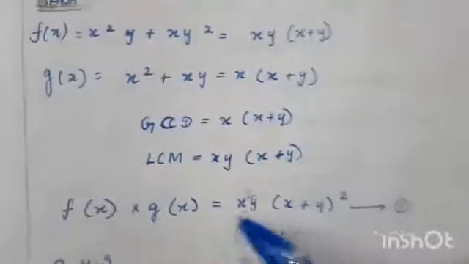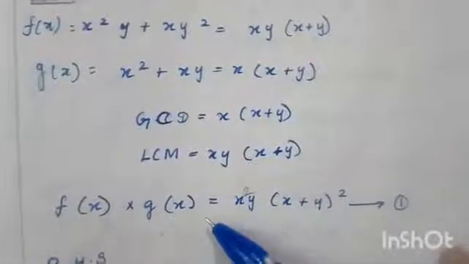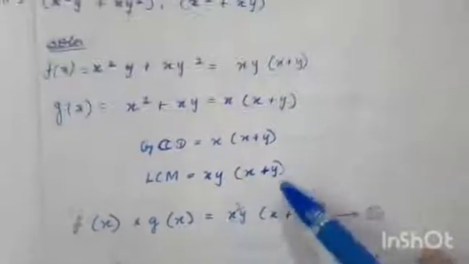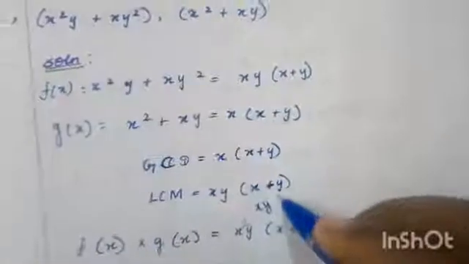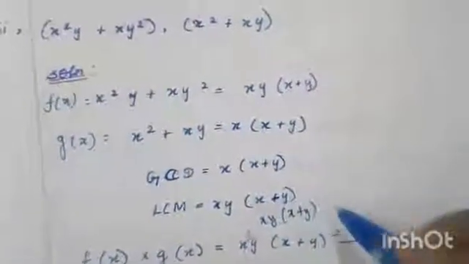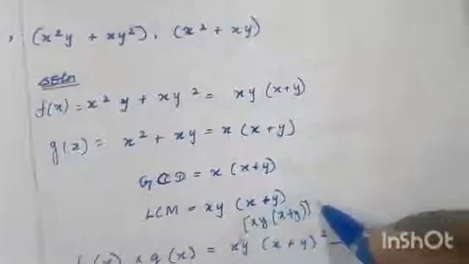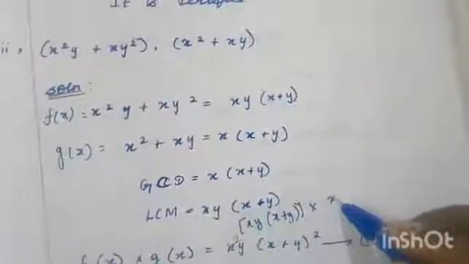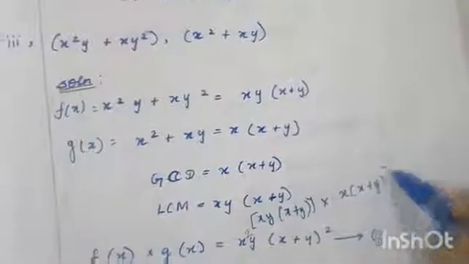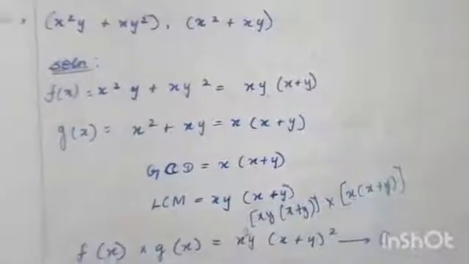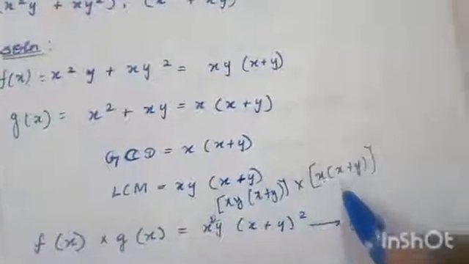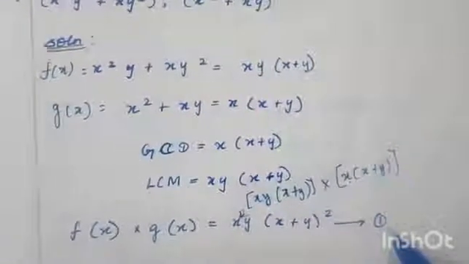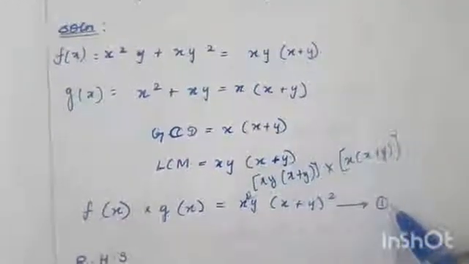Now we want to check f of x into g of x is equal to LCM into GCD. For f of x into g of x, f of x is xy into x plus y, and g of x is x into x plus y. We want to multiply: xy into x is x square y, and x plus y occurs 2 times, so you write x plus y whole square. Call it equation number 1.